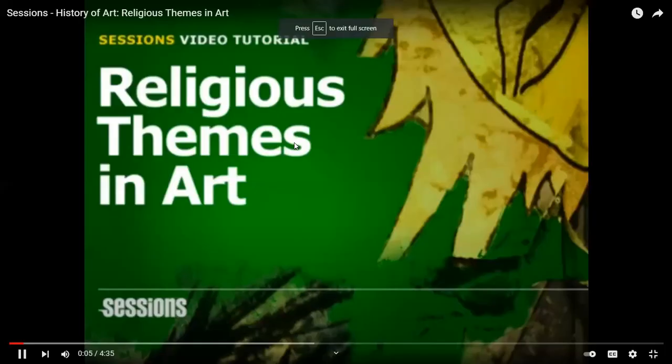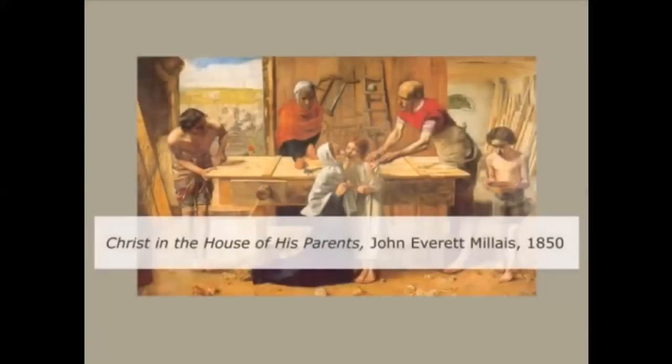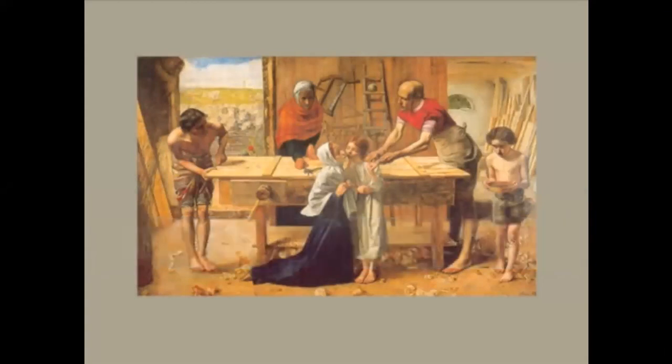Religious themes in art. Let's talk about religious themes in the painting Christ in the House of His Parents by John Everett Millais. This painting is done in a detailed and realistic manner that is typical of the Pre-Raphaelite painters. In this oil, from 1850, Millais depicts a young Christ in the middle of his father's workshop.